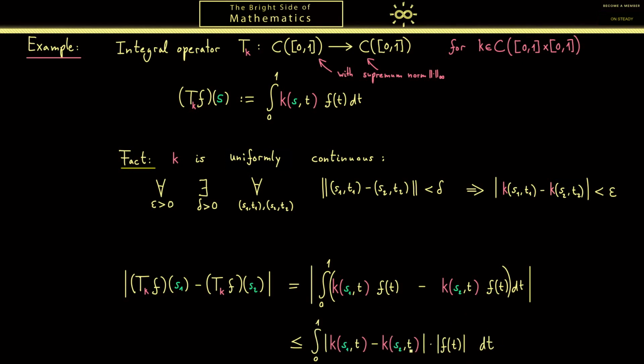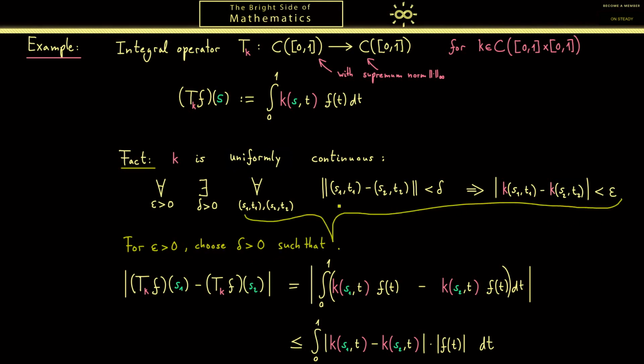And with this we have everything we need, because this one here is less than the supremum norm of f, and this one by the uniform continuity of k can be as small as we want. And exactly this is what we should formally write in front of the whole calculation. So for a given epsilon greater than 0, we choose the delta in such a way that this whole thing holds. Therefore we can choose S1, S2 from the unit interval such that the distance is less than delta. For this S1, S2 here and the same t on both sides, we can apply what we know, that this is less than epsilon.